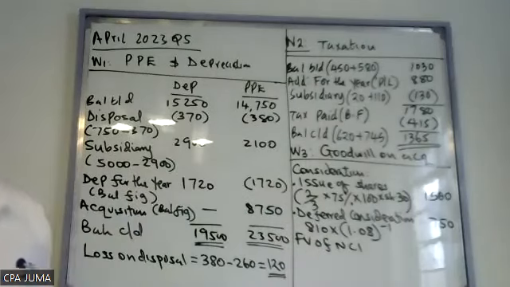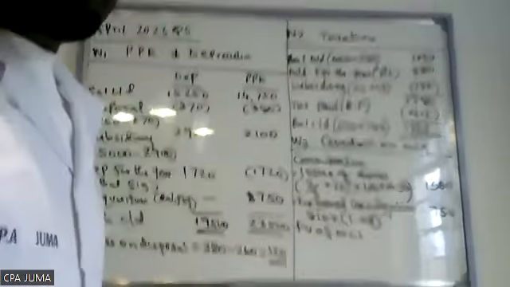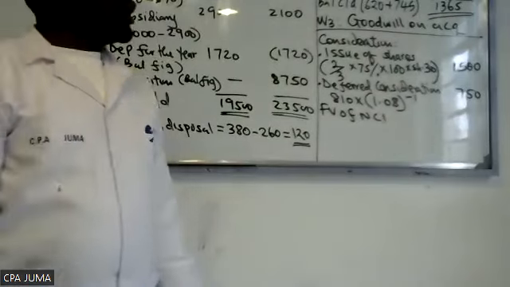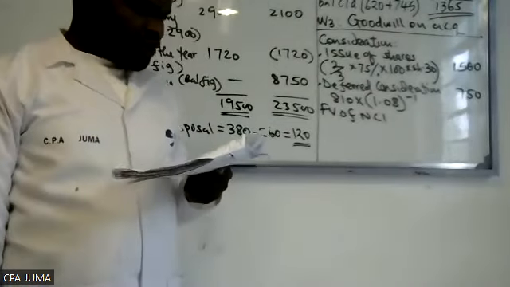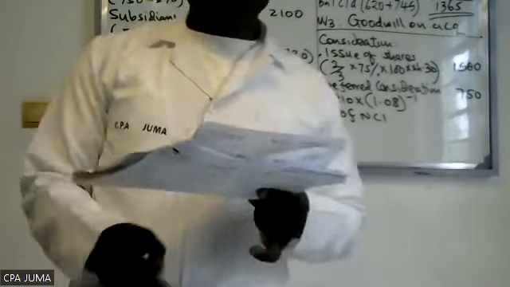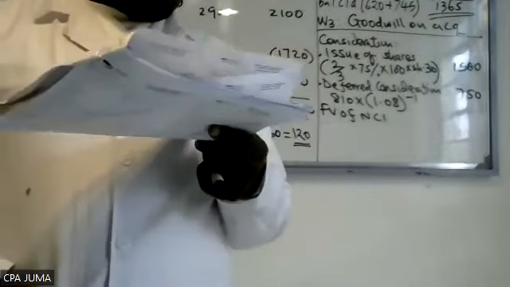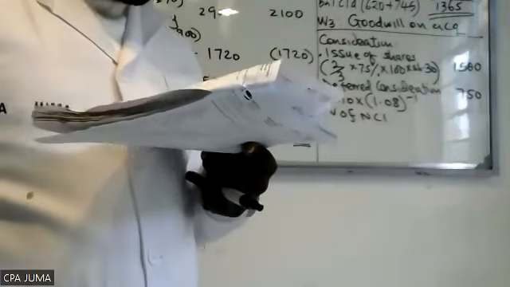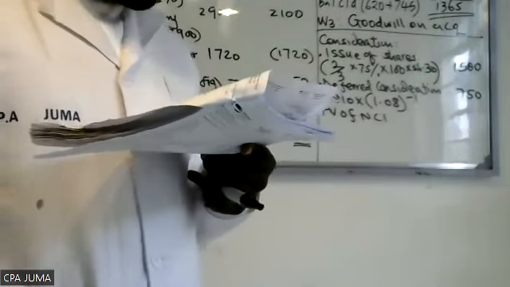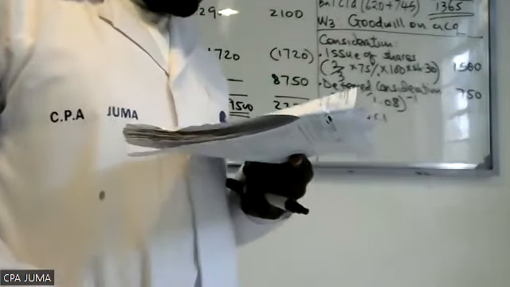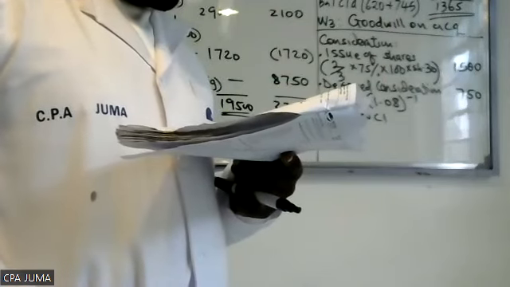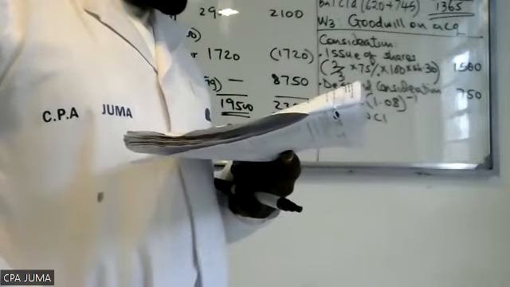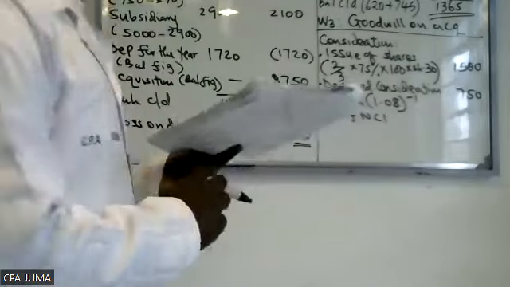Then fair value of NCI. That was mentioned in note number 3. Let's read note 3. The group's policy is to measure the non-controlling interest in subsidiaries at fair value at acquisition dates. The market value of the subsidiaries' ordinary shares are considered to be representative of the fair values of shares held by non-controlling interest.